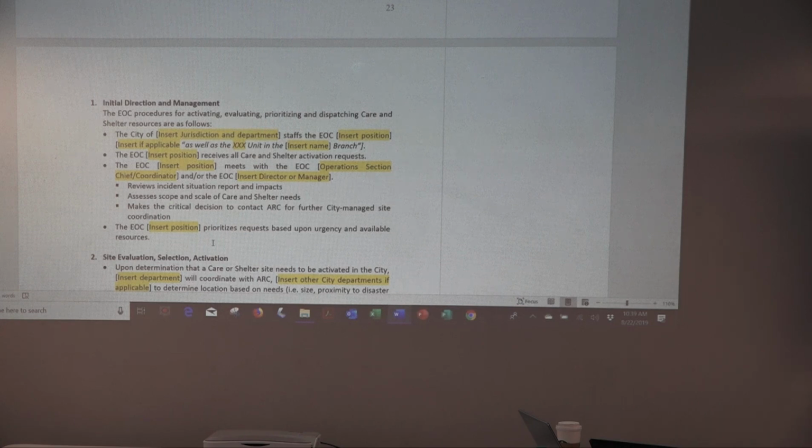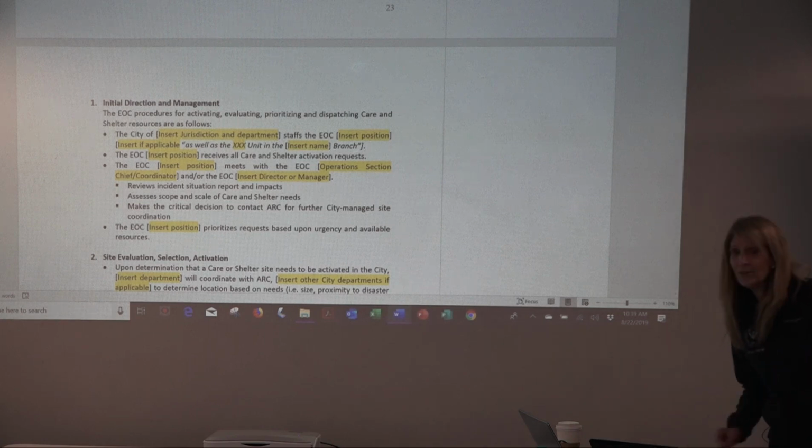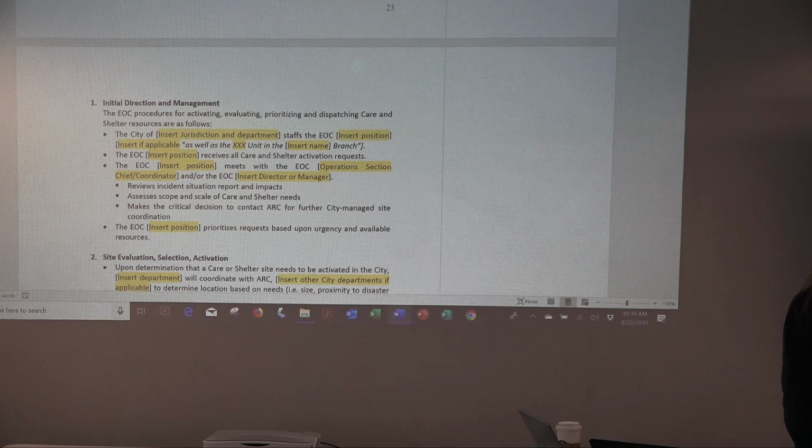So once you fill it in here, you're just going to be able to put it in other places. If you don't have a department in your jurisdiction that's responsible for that, you need to start looking at having a department or a position in the city that has what we call the operational responsibility for oversight of care and shelter capability in your city.